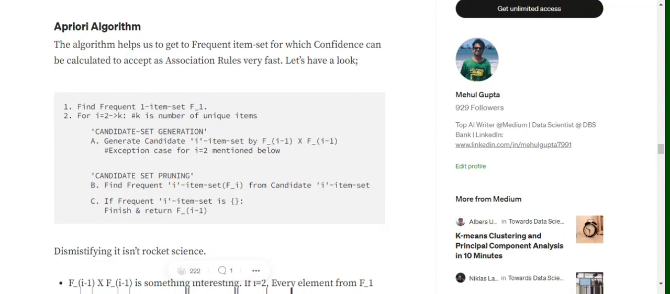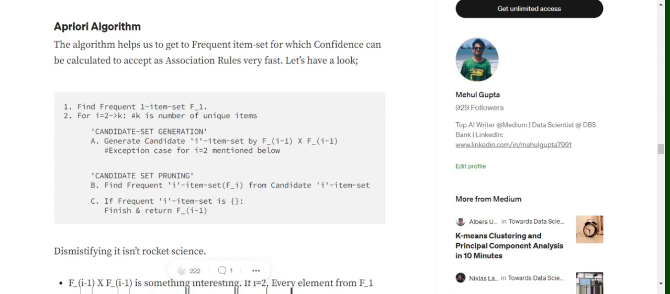One is candidate set generation. So generate the candidate set by making a cross join between F(i-1) cross join F(i-1). So i basically represents the ith item set that you're looking for. So if we wish to figure out the most frequent two item sets, in that case i becomes 2, 2 minus 1, 2 minus 1. So frequent one item sets we would be cross joining.